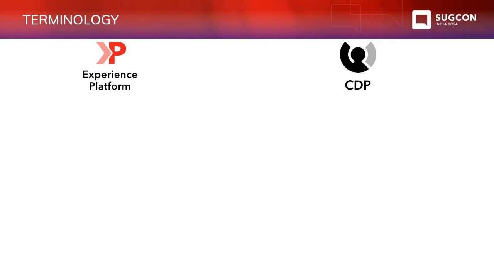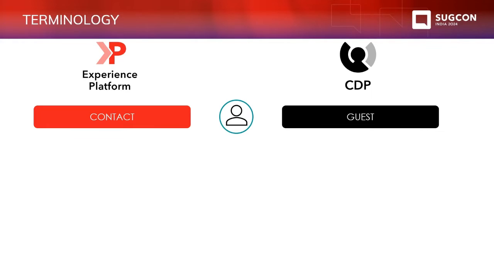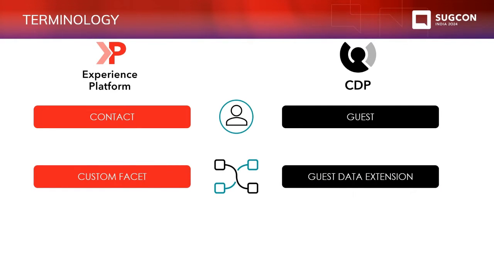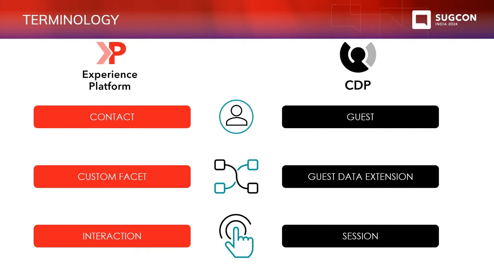Before going into the migration tool, I thought it would be good to cover some basic terminology and mapping from XP to CDP. In XP, there are contacts, and those contacts in CDP are known as guests. Custom facets from XP are known as guest data extensions in CDP. Interactions in XP are called sessions in CDP. I'm going to use this terminology frequently in my session, so that's why I thought it would be good to cover it.